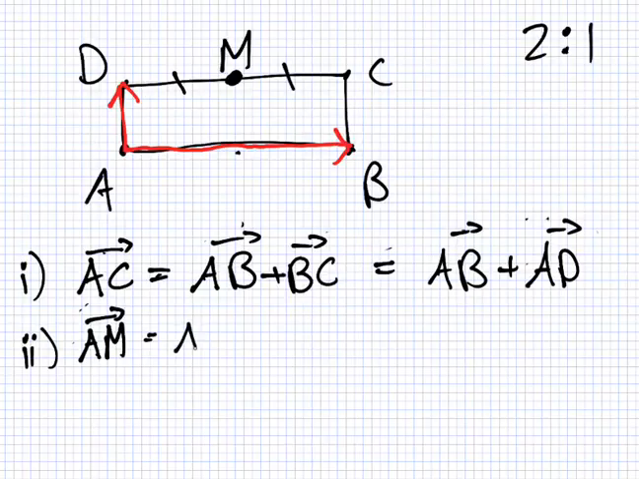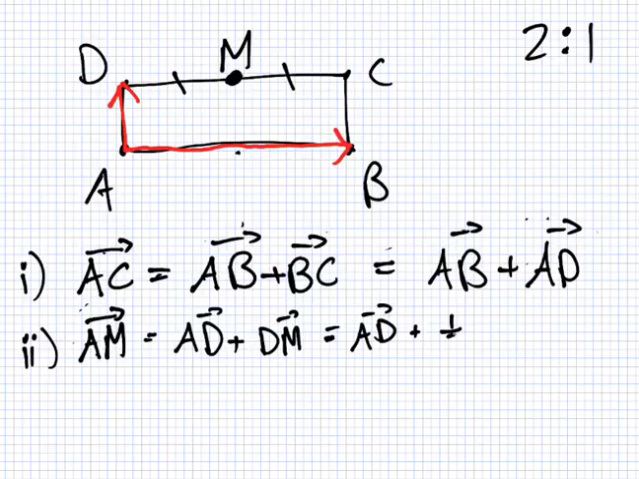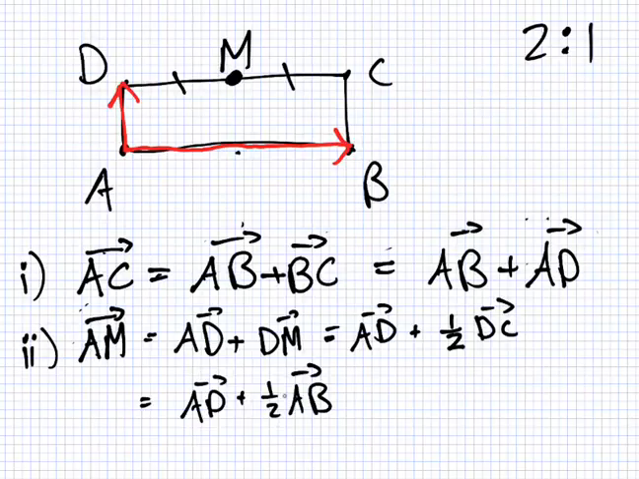AM is equal to AD plus DM, firstly. Can you see that? AD plus DM. But DM is actually a half. A half of what? AB. Or if I'm just adding in more steps, it's a half of DC. But what's DC? It's, yeah, very good, it's AB. So this is the answer, AD plus a half AB.